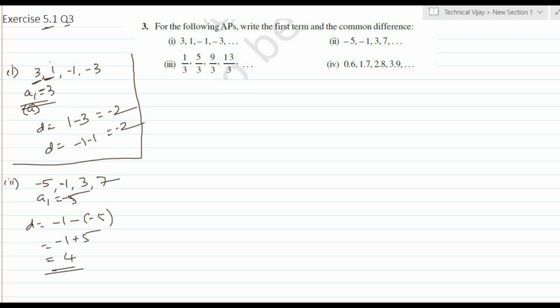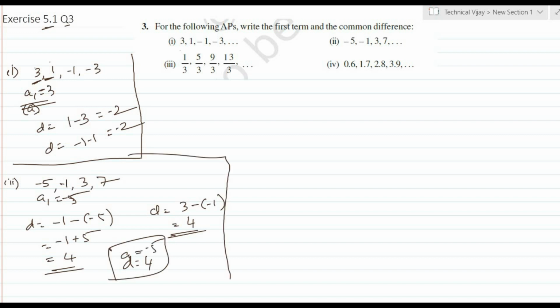And you can verify here, D is equal to 3 minus of minus 1. So this is equal to 4. So D is equal to 4 and A is equal to minus 5.